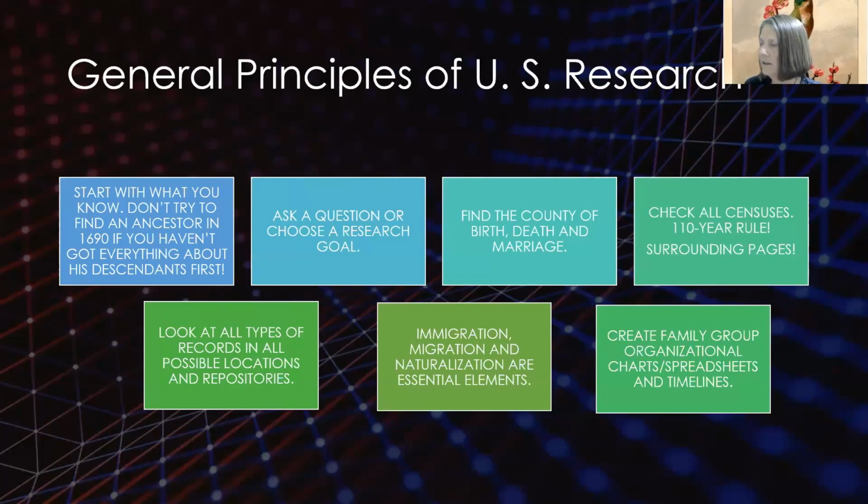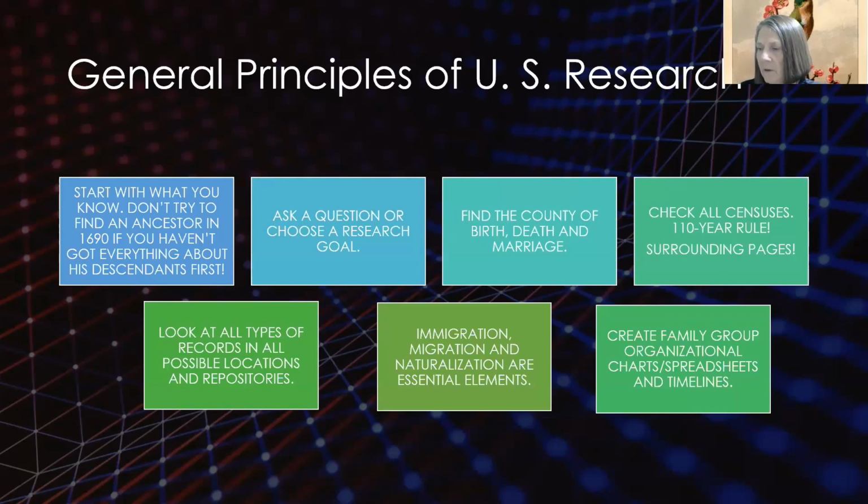So check all the censuses that could possibly be available for that person. I always recommend that you go 10 years before you think he or she was born, and then go up to 110 years into the censuses, if it's possible, of course, to find out if they were in any of those censuses. Even if you think he died, if you don't know that he died, then continue, and also check surrounding pages, because sometimes you'll find other family members within the town itself that you're looking at.